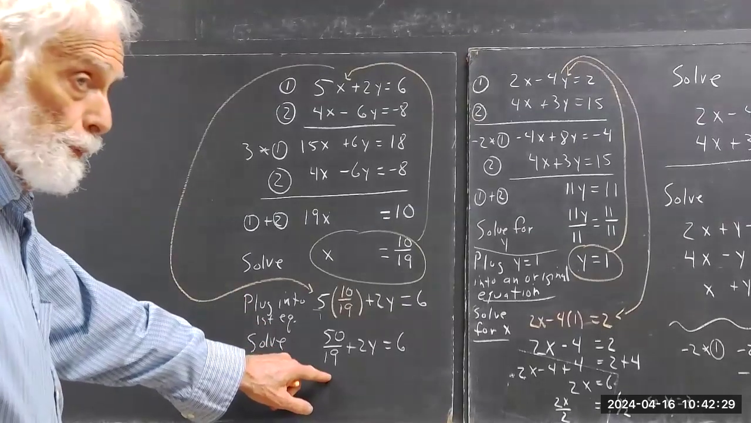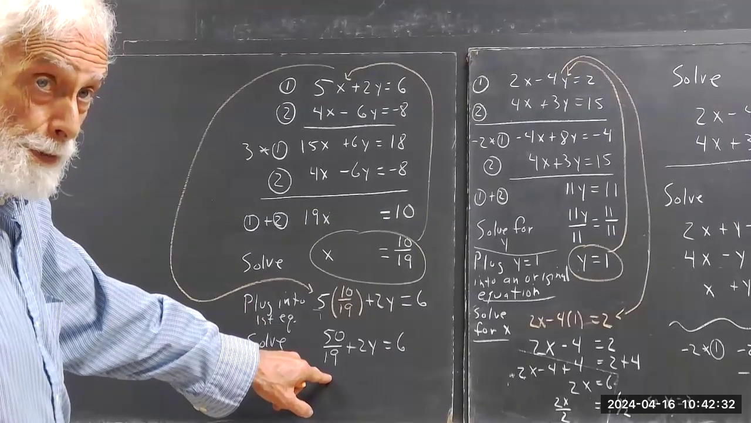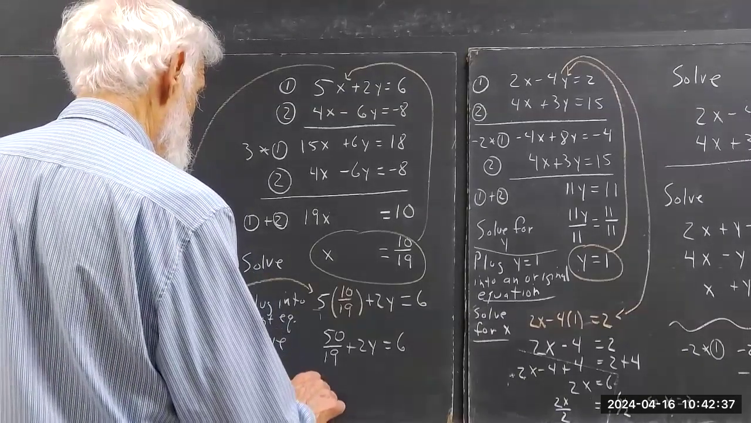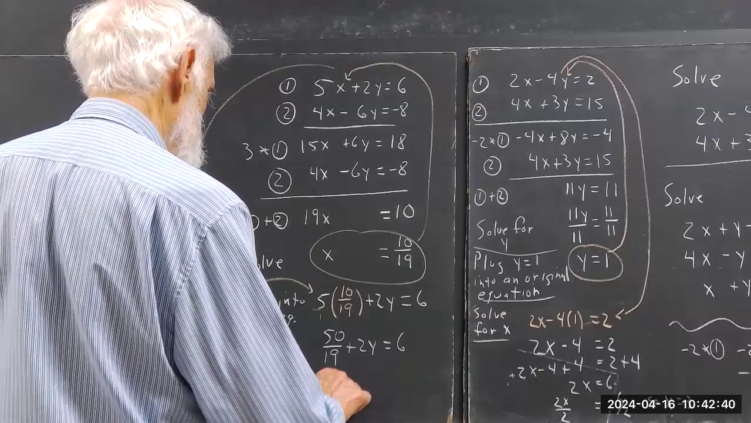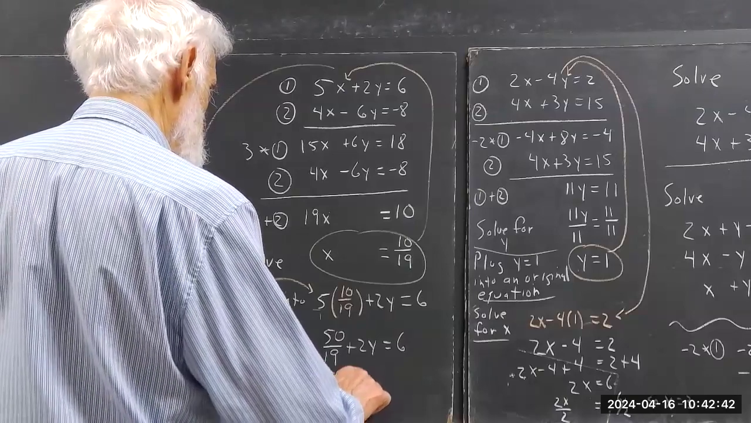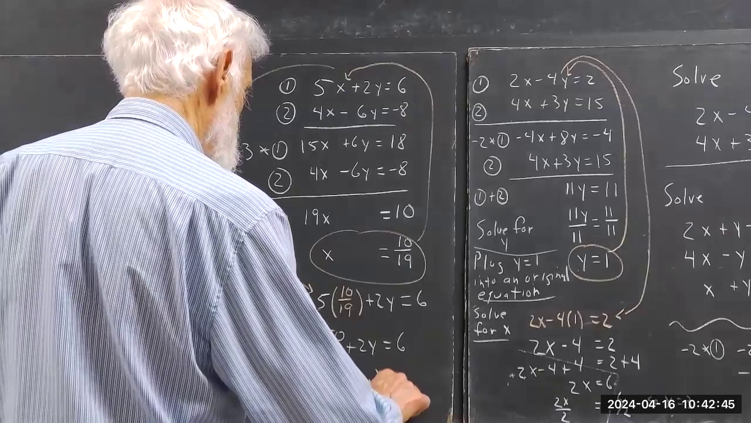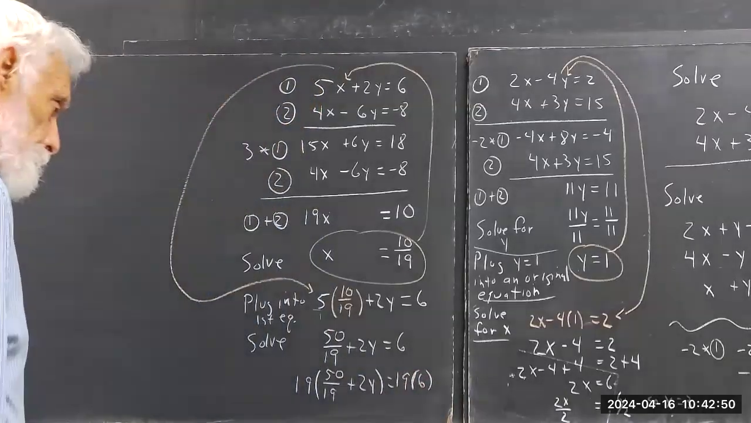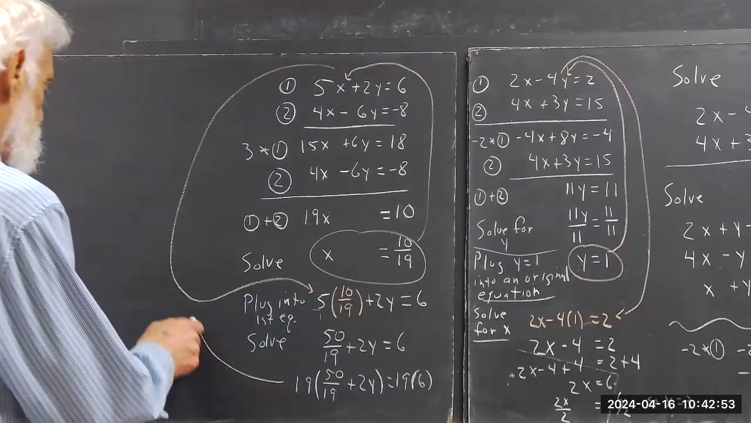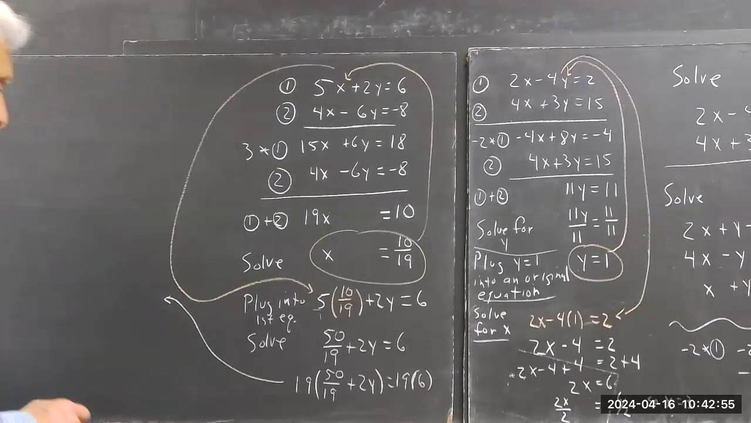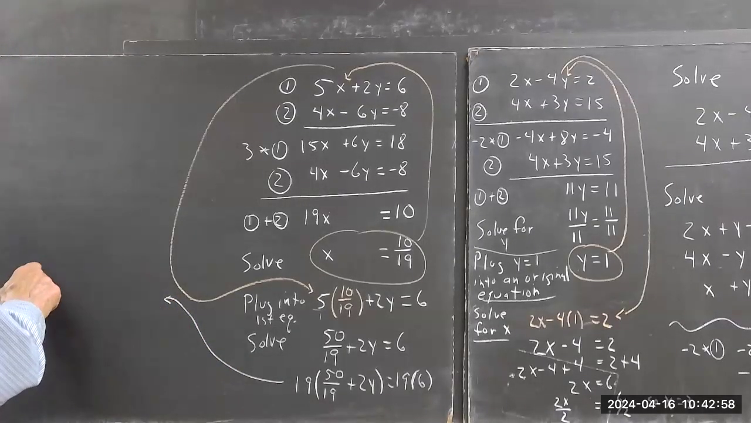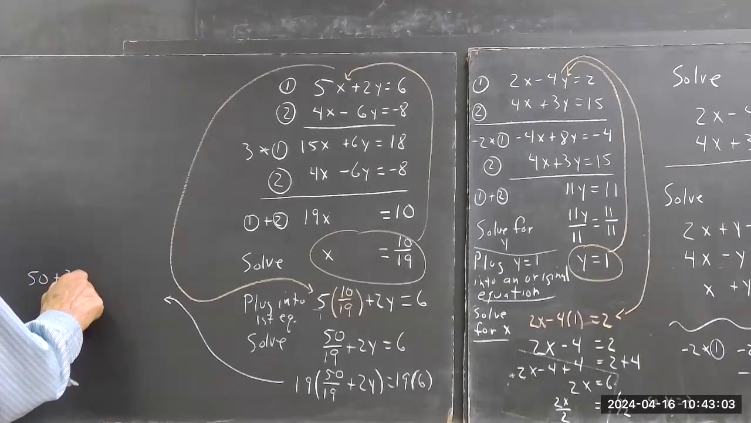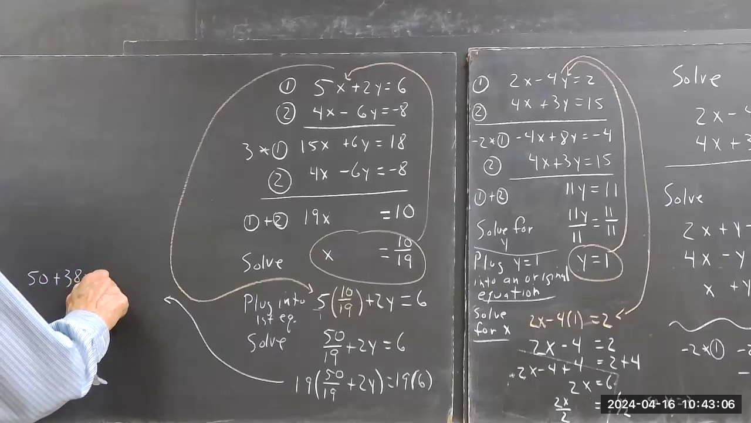Well, how do we solve this? We have the denominator. We multiply both sides by the denominator. One of your basic principles for solving equations. We have to multiply both sides by 19. And that gives us the equation 50 plus 38y equals 114.